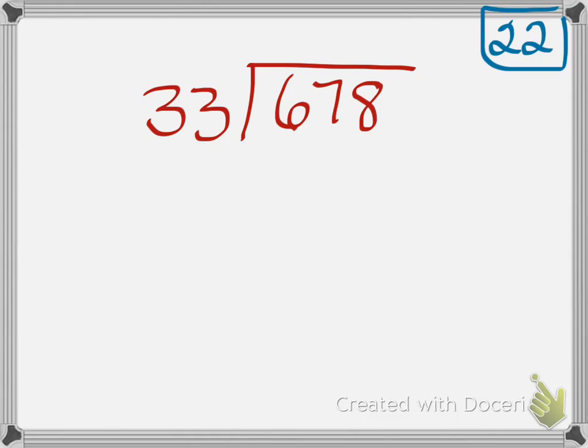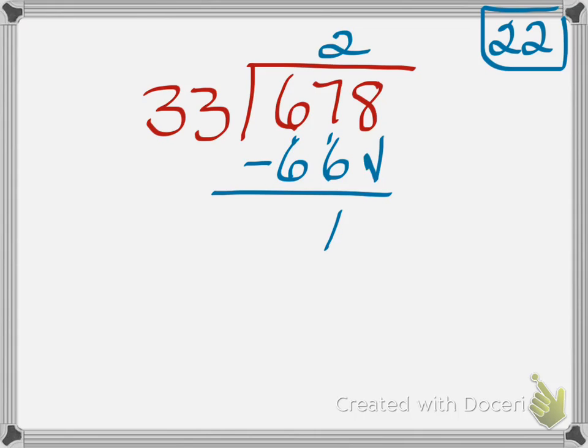678 divided by 33. So I'm going to do this first two digits, 67 divided by 33. I'm going to try 2. 2 times 33 is 66. Subtract. 7 minus 6 is 1. 6 minus 6 is 0. Bring down the 8.